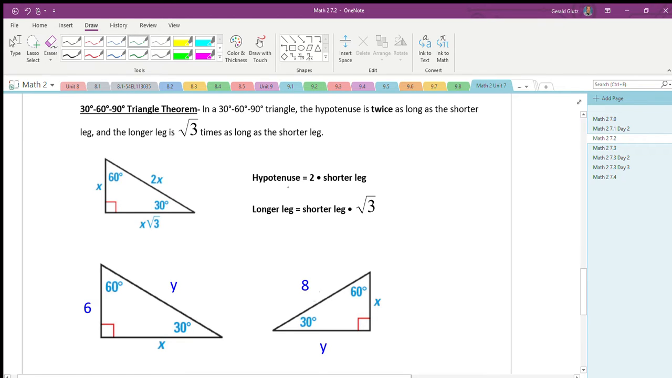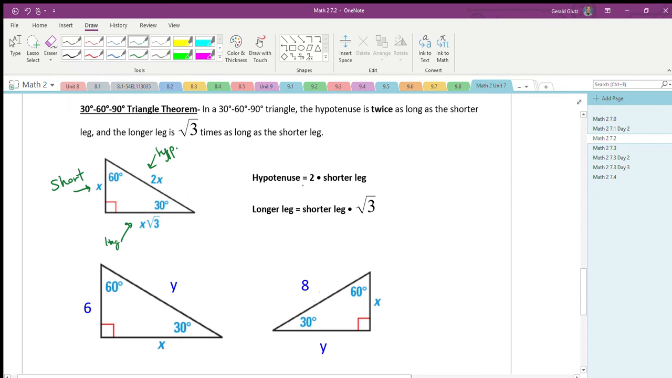So the hypotenuse is... this would be the short leg. This is the long leg. As long as you know which sides are the legs, it's not too difficult to see which one's the short one and which one's the long one. Hypotenuse is still on the opposite side of the 90-degree angle.